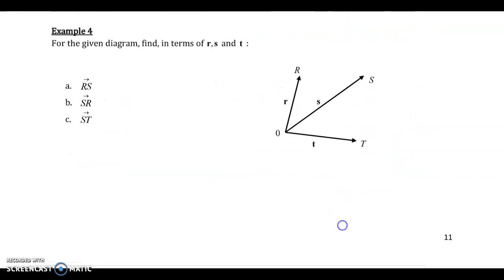In example 4, we've got the following diagram. Find in terms of R, S, and T, RS. So RS is over here, and we want it in terms of R and S. That R and S is our resultant vector, so if we just flipped R, then it would be a vector diagram.